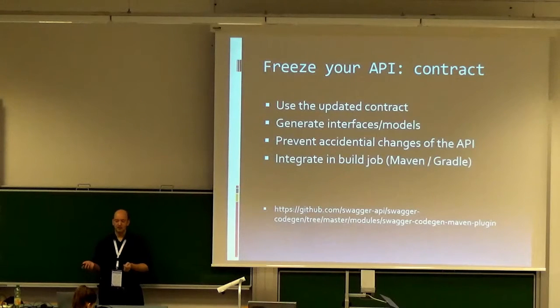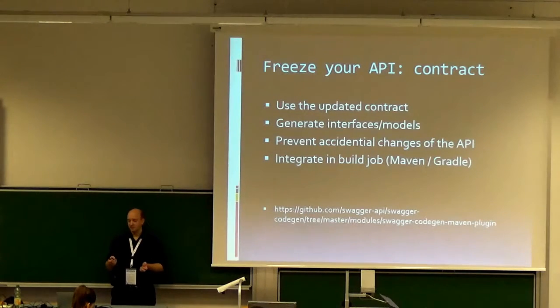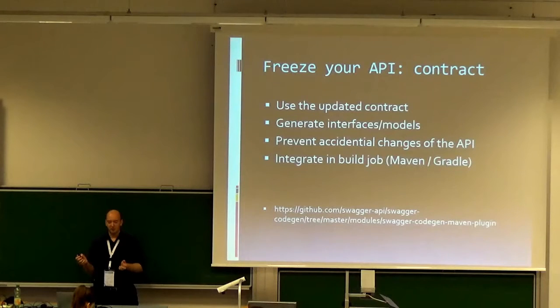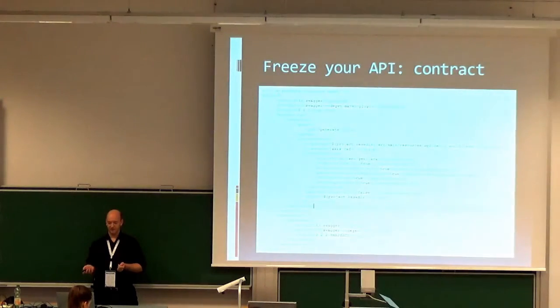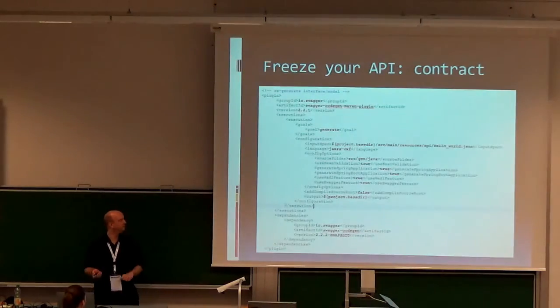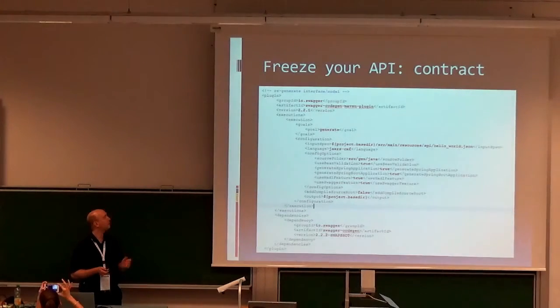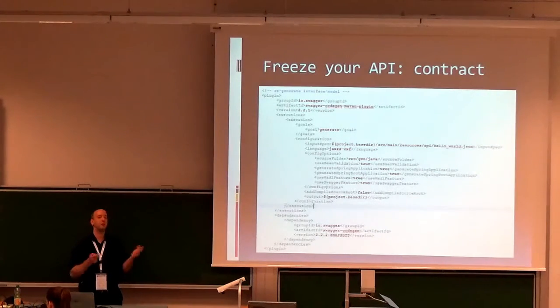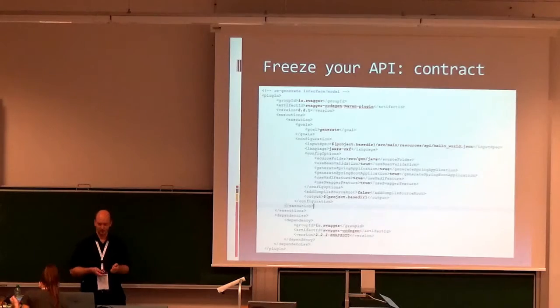The next step, we can freeze the contract, so we only generate the interfaces and the models to prevent accidental changes, and we can integrate this into a job. So Maven or Gradle, for instance. And this is what the configuration looks like. So you have a Maven configuration file, and it's pretty much the same as the Java program.